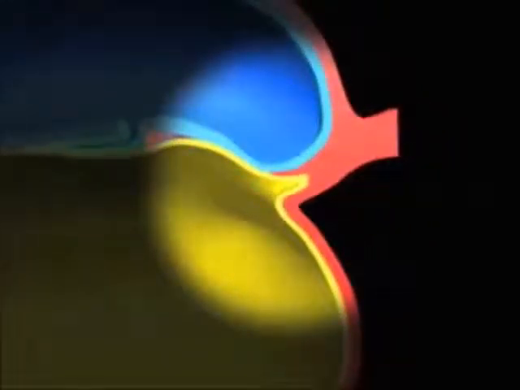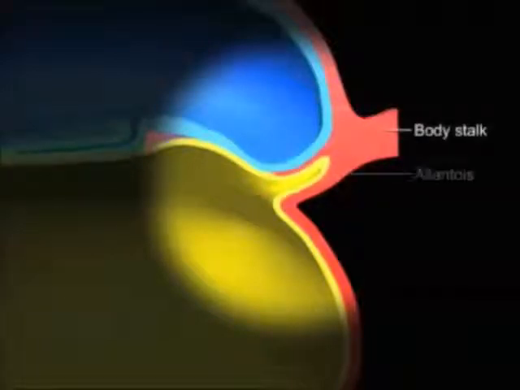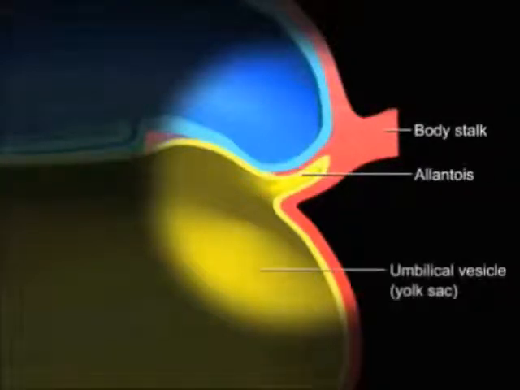A part of the yolk sac forms a small vascularized outpouching called the allantois. It is used for gas exchange and waste removal, but its function is only in the earlier formation.